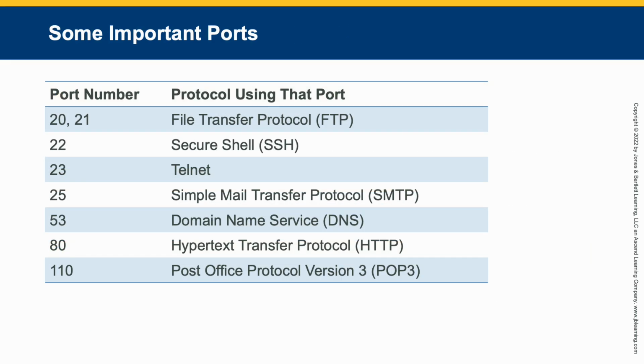Some important ports are port numbers 20, 21, 22, 23, 25, 53, 80, 110. So the best recommendation is that you should look into that. 20 and 21 is File Transfer Protocol or FTP, 22 is Secure Shell or SSH, 23 is Telnet, 25 is Simple Mail Transfer Protocol or SMTP, 53 is Domain Name Service, and 80 is Hypertext Transfer Protocol. 110 is Post Office Protocol version 3.